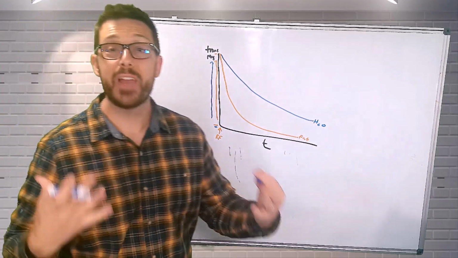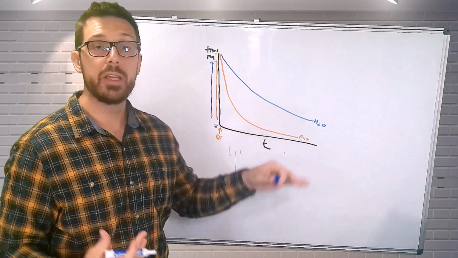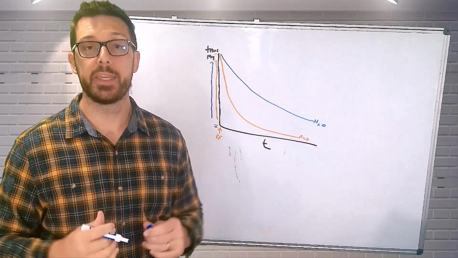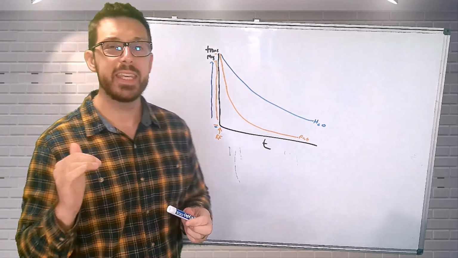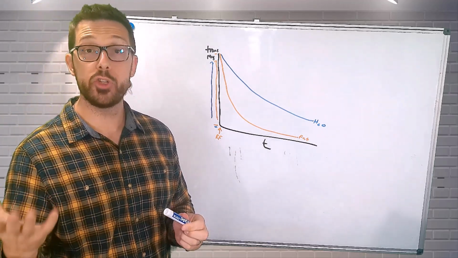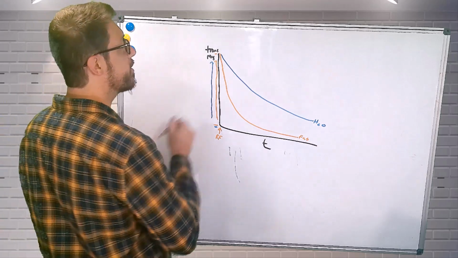Fat has a very fast decay time based on its molecular structure, and water is going to have a slow decay, a slow free induction decay. Now TE controls T2 contrast, and what we did here is we just graphed out T2 contrast.